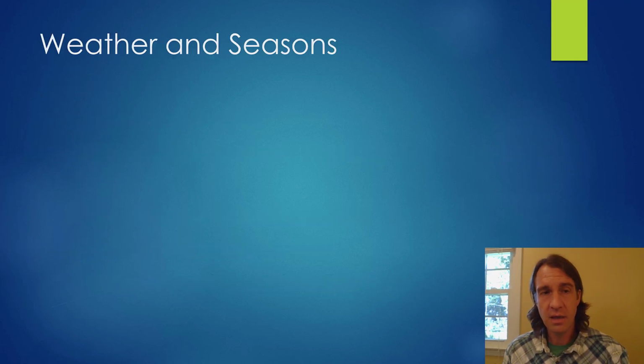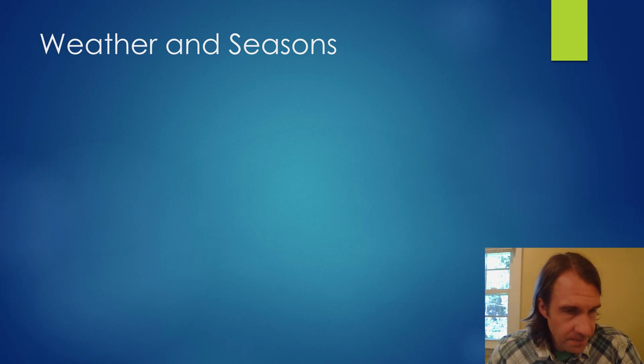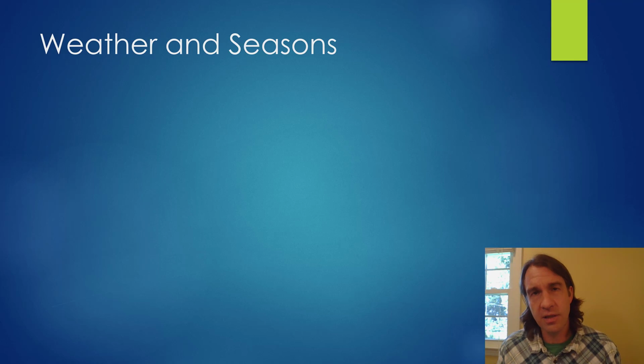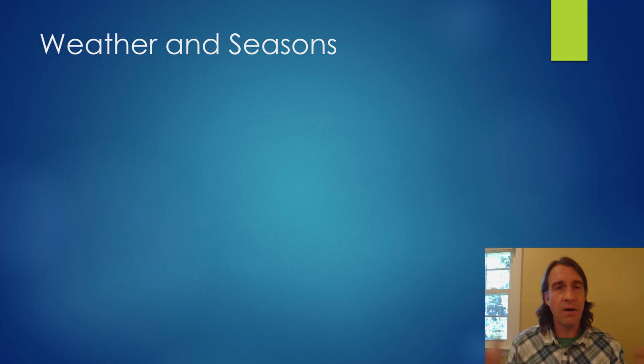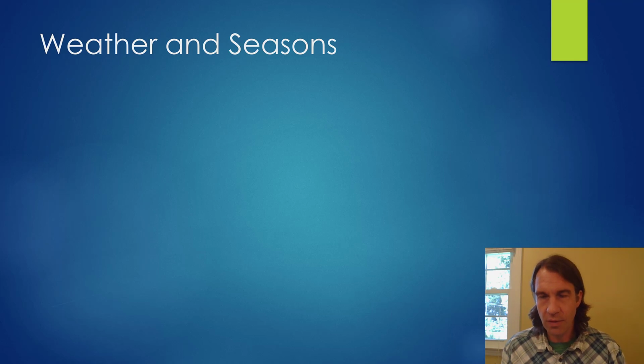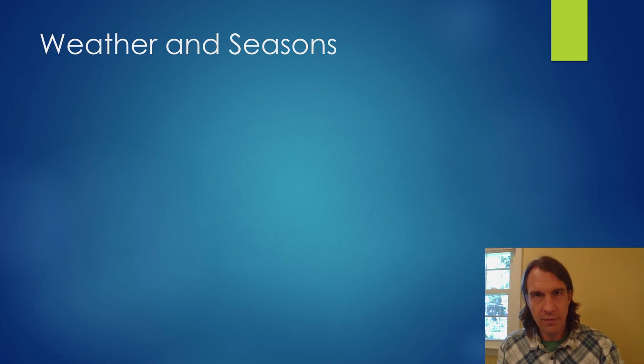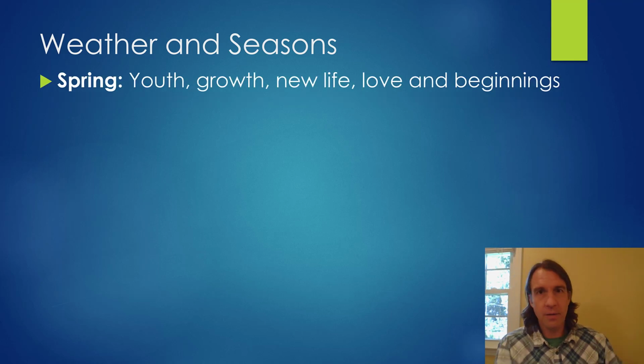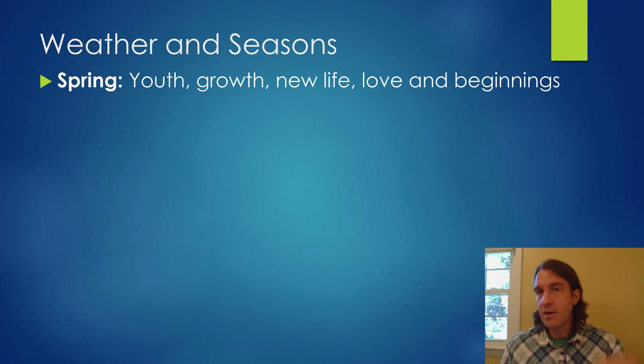All right. So weather and seasons. The idea is that we take 1 year, or the cycle of 4 seasons, as representative of a person's life. All right, it's a metonymy or symbol, or metaphor rather, not a symbol. So the first thing is spring. Okay, it's that is youth, it's growth, right? The plants are coming up for the first time. It's new life, right? It's love, it's beginnings, all those things. It's very energetic. All right, that is spring.